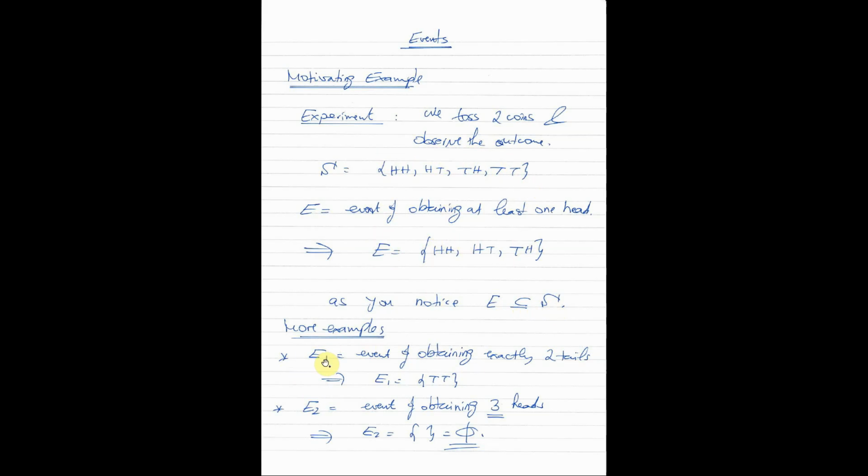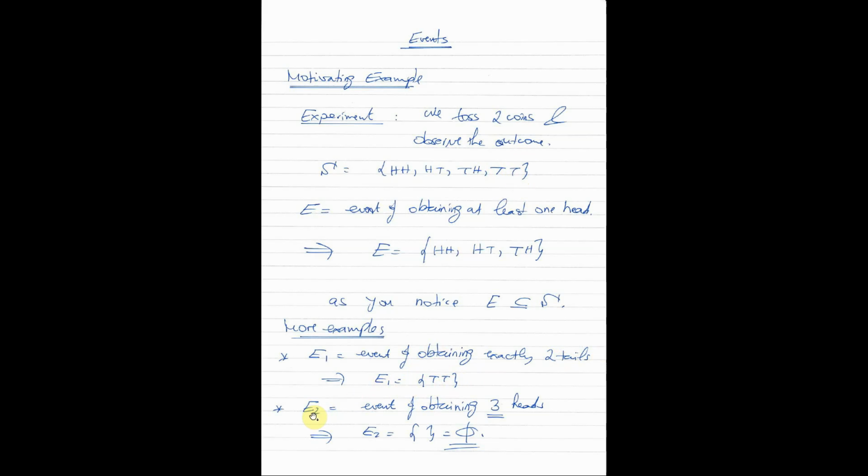Let's define E1 to be the event of obtaining exactly two tails. Obviously, E1 contains only tails, tails. It's exactly two, not at least, not at most, exactly two tails. So E1 is tails, tails. So this outcome here, the last outcome, that's the only outcome in our event.